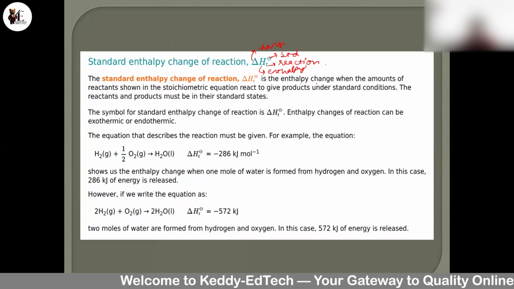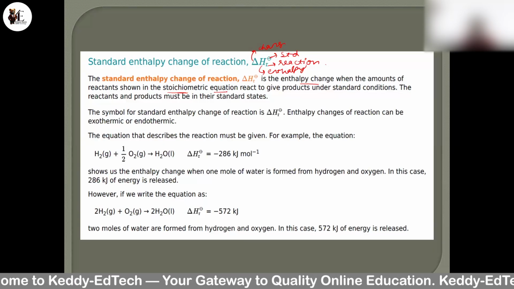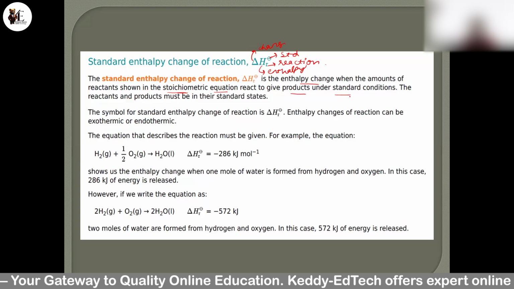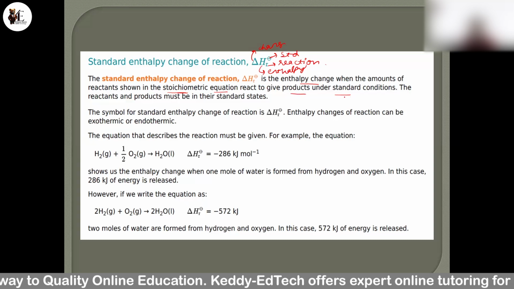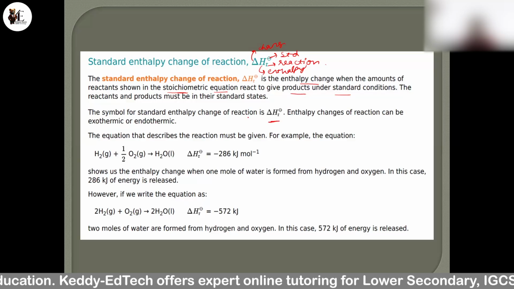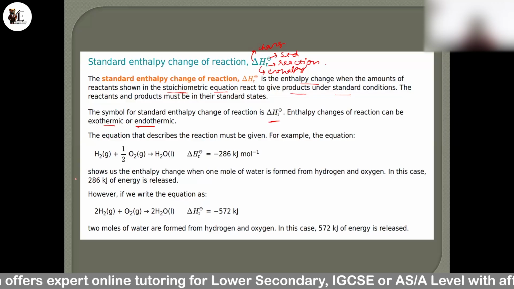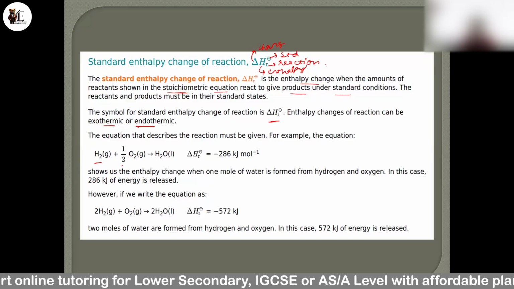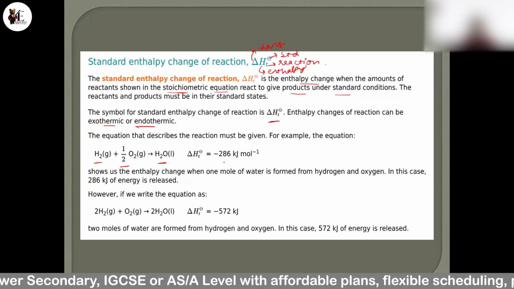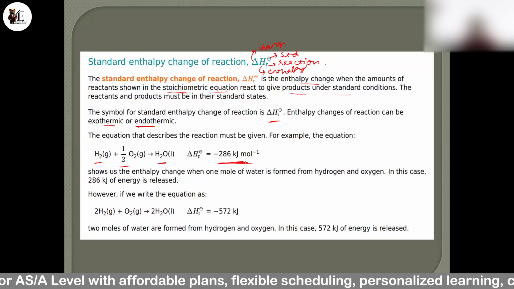It is the enthalpy change when the amounts of reactants shown in the stoichiometric equation react to give products under standard conditions. That means the reactants and products should be in their standard states. This enthalpy change can be exothermic or endothermic. For example, the equation given here is hydrogen reacting with oxygen to form water. Its standard enthalpy change of reaction is minus 286 kilojoules per mole.